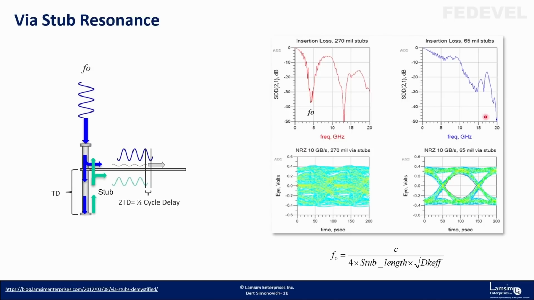And here, this eye shows the first resonance is at 20 gigahertz. And this is a 65 mil stub. And you can see, well, we've got a pretty open eye at 10 gigahertz there, right? So that means 10 gigabits per second. We got about 10 dB of loss, or 9 dB of loss at half of that, right?